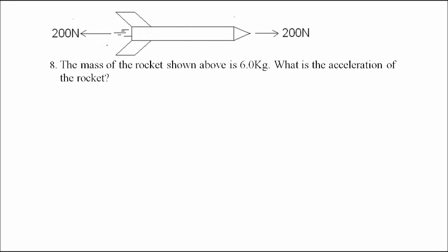Alright, question 8 deals with this rocket, and it says simply the mass of a rocket shown is 6.0 kilograms. What is the acceleration of the rocket? Well, what information do we have? We're working with force, mass, and acceleration. We ask ourselves, do we have a force? And we do. The force that's causing this object to accelerate forward here is going to be 200 newtons. So we have the force. Do we have a mass? We do. The mass is simply 6 kilograms. And we're looking for, in this case, the acceleration.